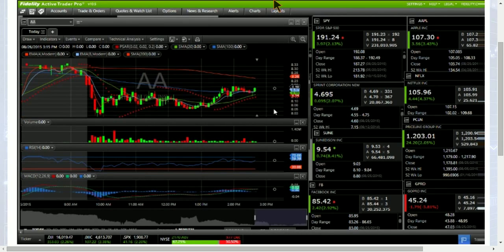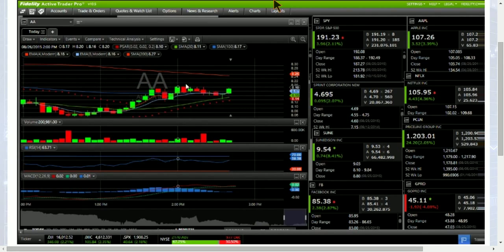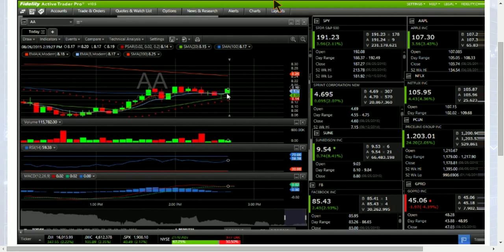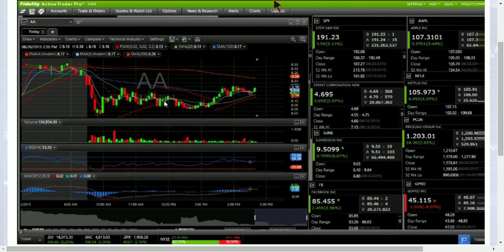AA. Nice support off the 20 period moving average, as well as maintaining the 100 period moving average and busting out. Want to see a break above 820. 820 has knocked the price down many times here. A break above 820 will be a very bullish sign into the end of the day. The high here on the first bounce was 820. Imagine that. So it's all about 820 right here for AA.